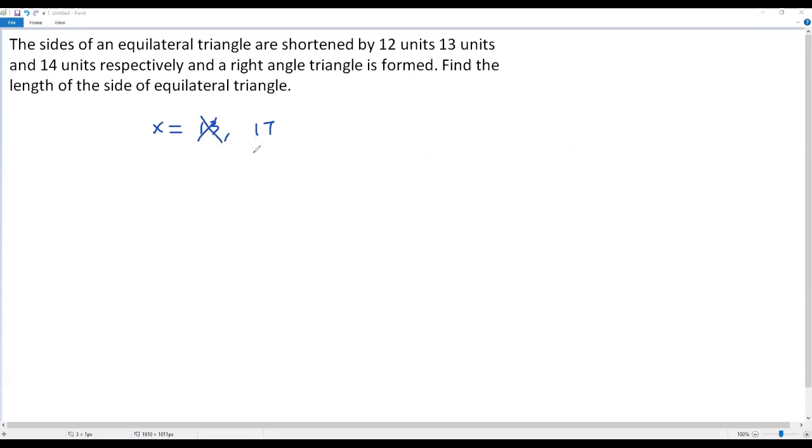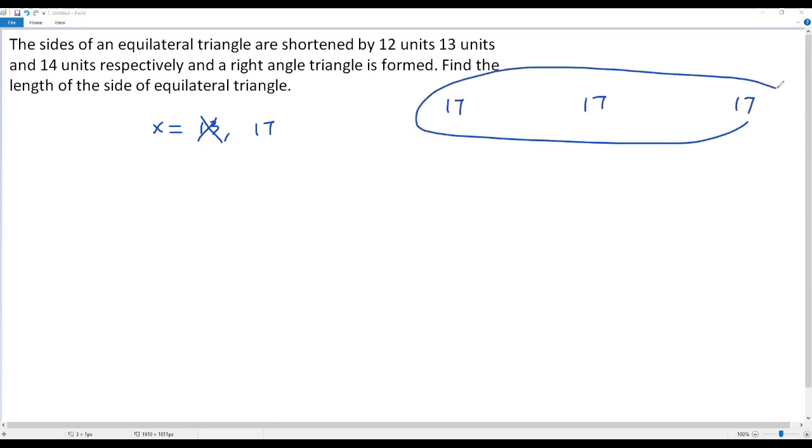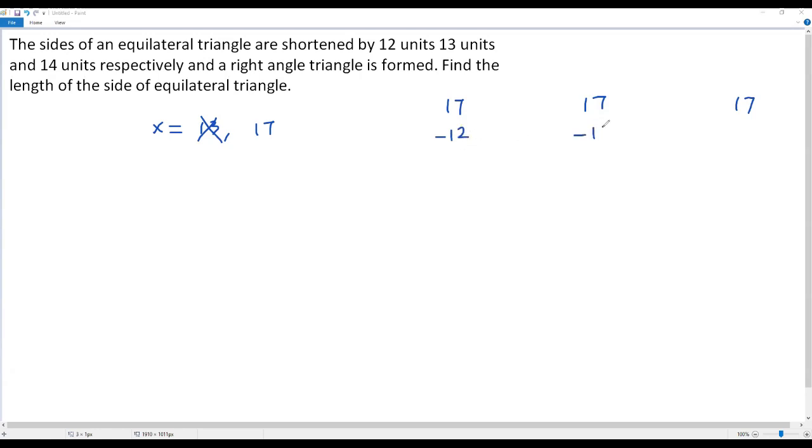Let me consider the second value of x, that is 17. Let me write 17 three times, and now these are the sides of the equilateral triangle. Now let me shorten the three sides of the equilateral triangle by 12, 13 and 14. Let me do it: 17 minus 12, minus 13, and here minus 14. So the answer for this one is 5, and for this one, 17 minus 13 is just 4, and 17 minus 14 is 3. When I shorten the sides of the equilateral triangle, I'm getting 5, 4, 3.